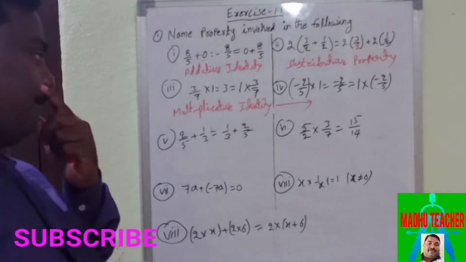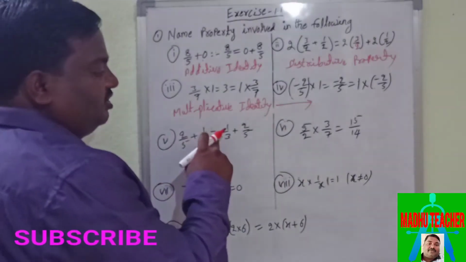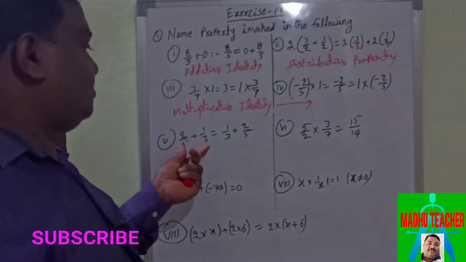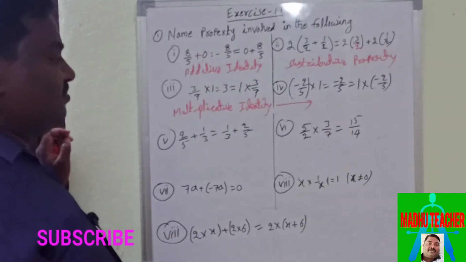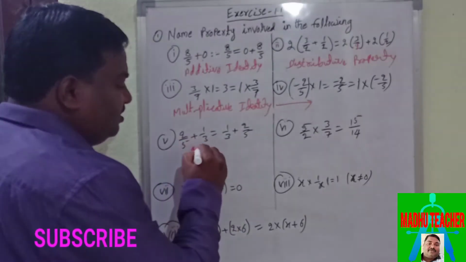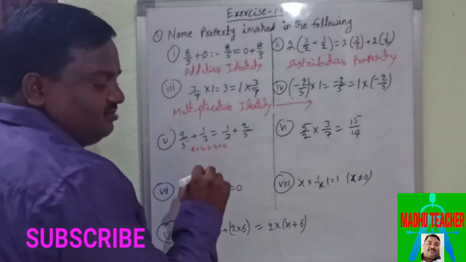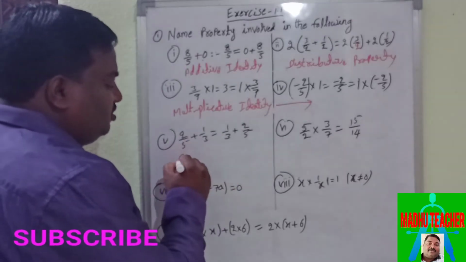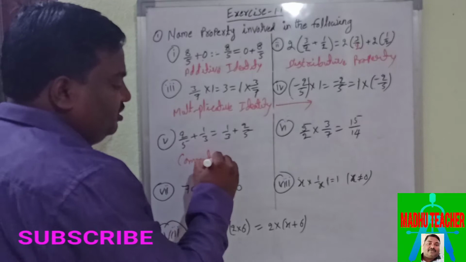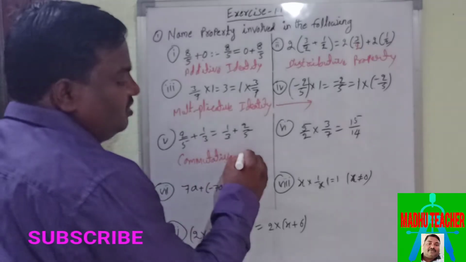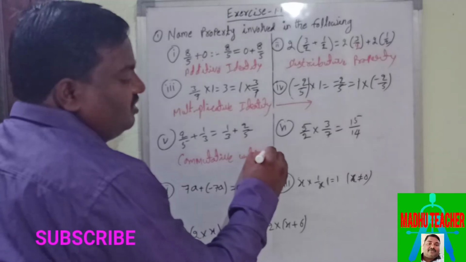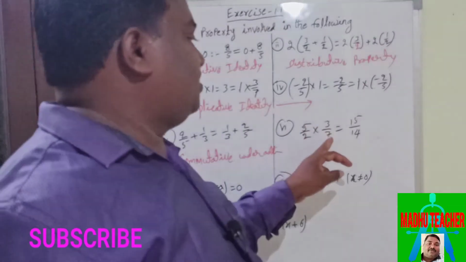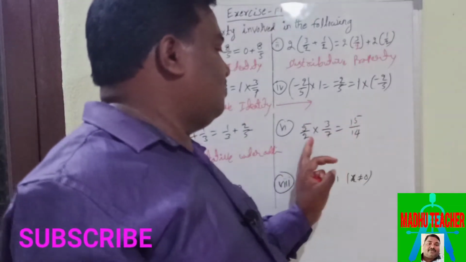This is also. Next one is 2/5 + 1/3 = 1/3 + 2/5. So just change the order. So in what property do we change the order? Instead of a + b, we are writing b + a. So what is the property of a + b = b + a? So this is commutative property under addition.